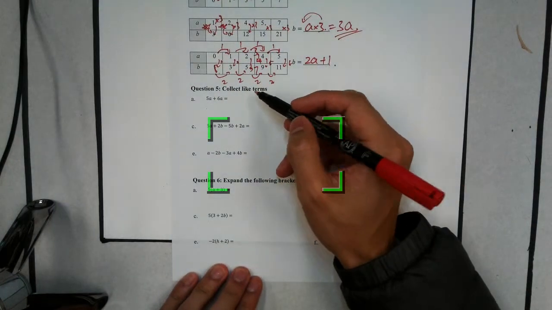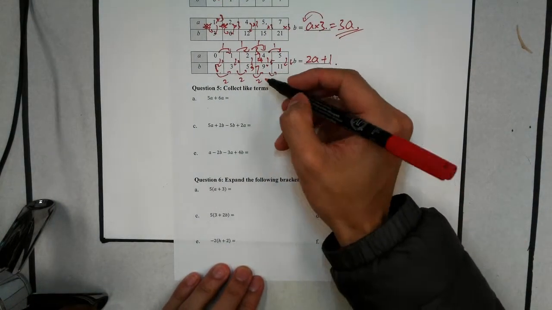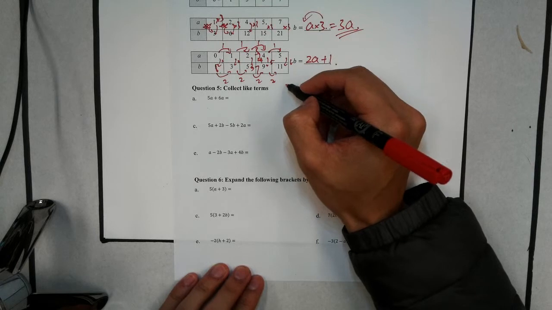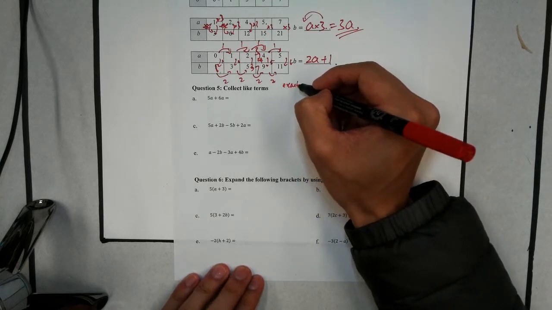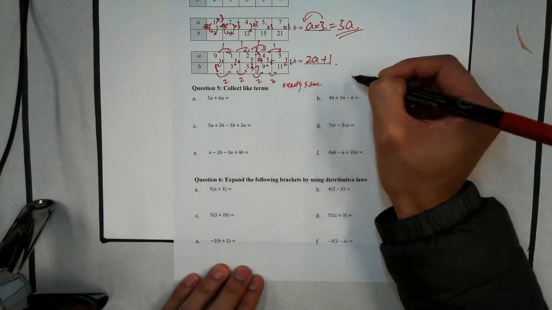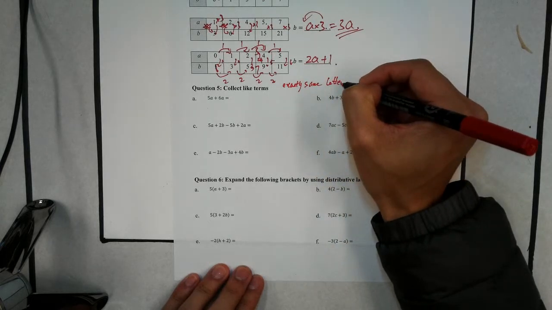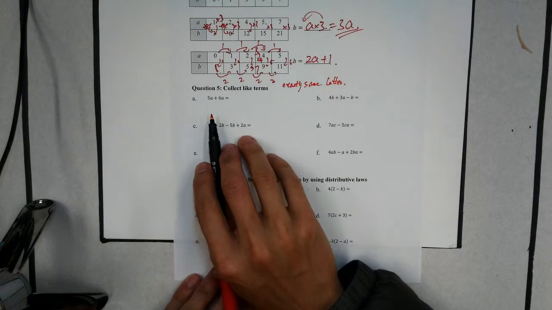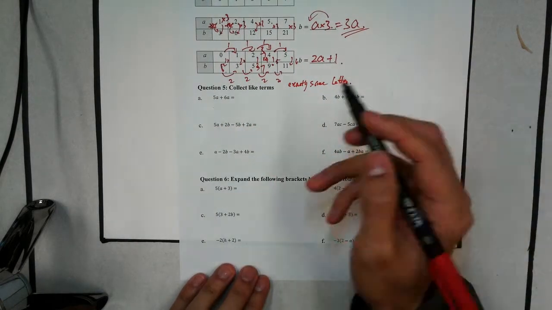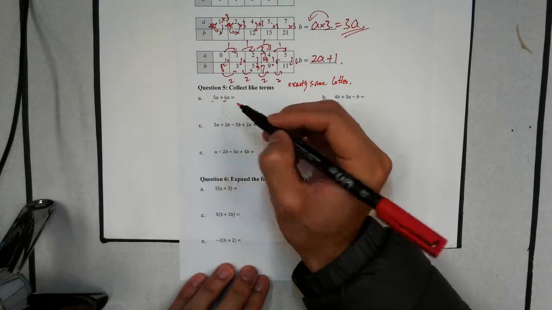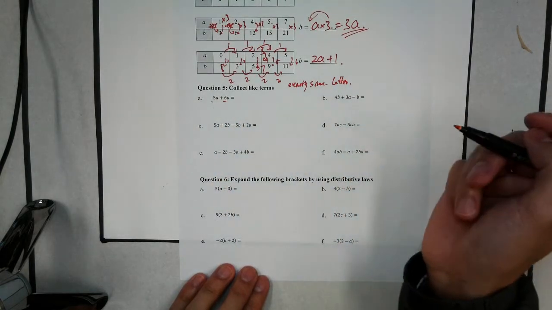So question 5, collect like terms. Like terms are terms with exactly the same letter. So let's see. If they are not like terms, we can't collect them. If they are, we can. And the rule is we just need to add or minus the number in front of the letter.